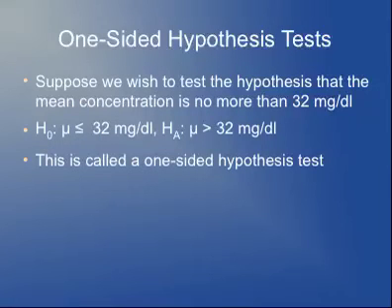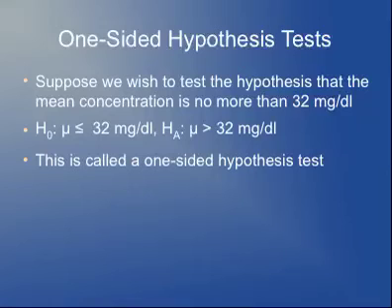So what we just did before was a two-sided hypothesis test. That's when we're looking at the critical regions for the extreme left and extreme right of our hypothesized mu. But we can also do one-sided hypothesis tests. So for instance, here our null hypothesis could be that the mean concentration of urea is less than or equal to 32 milligrams per deciliter. And then our alternative hypothesis is that mu is greater than 32. And this is a one-sided hypothesis test.